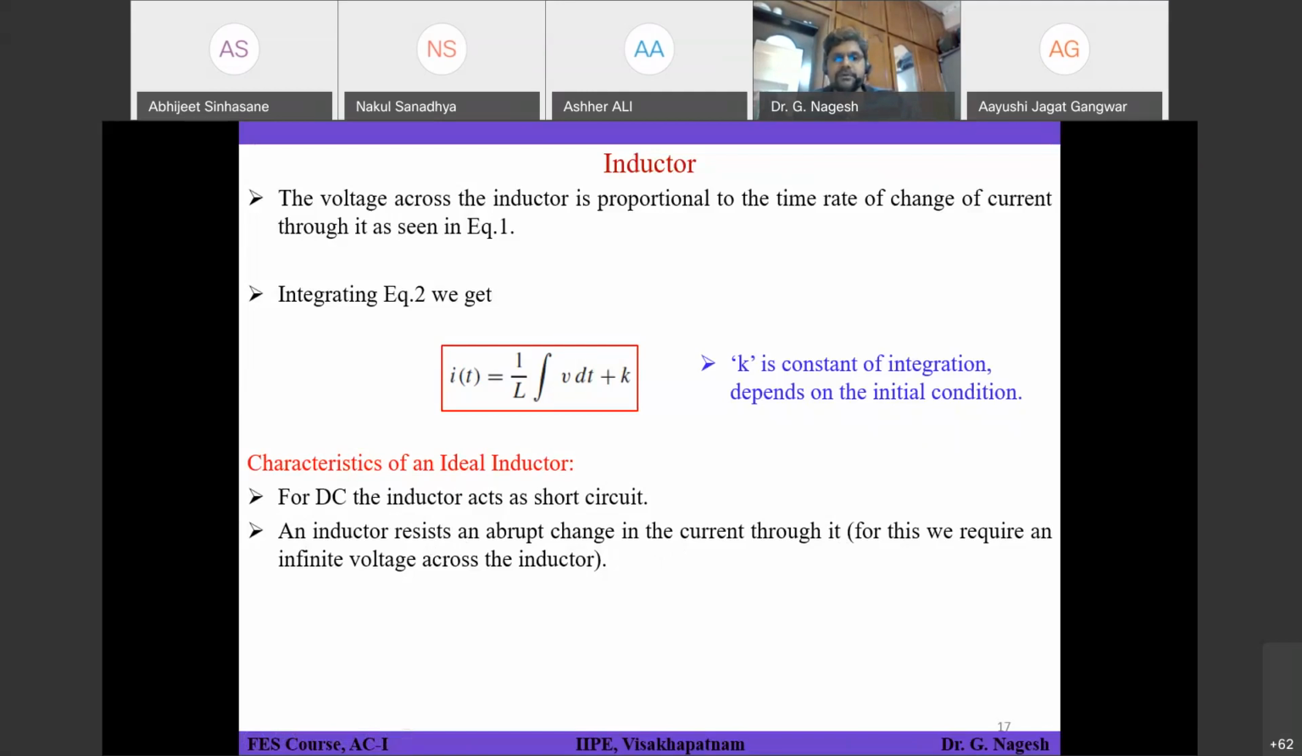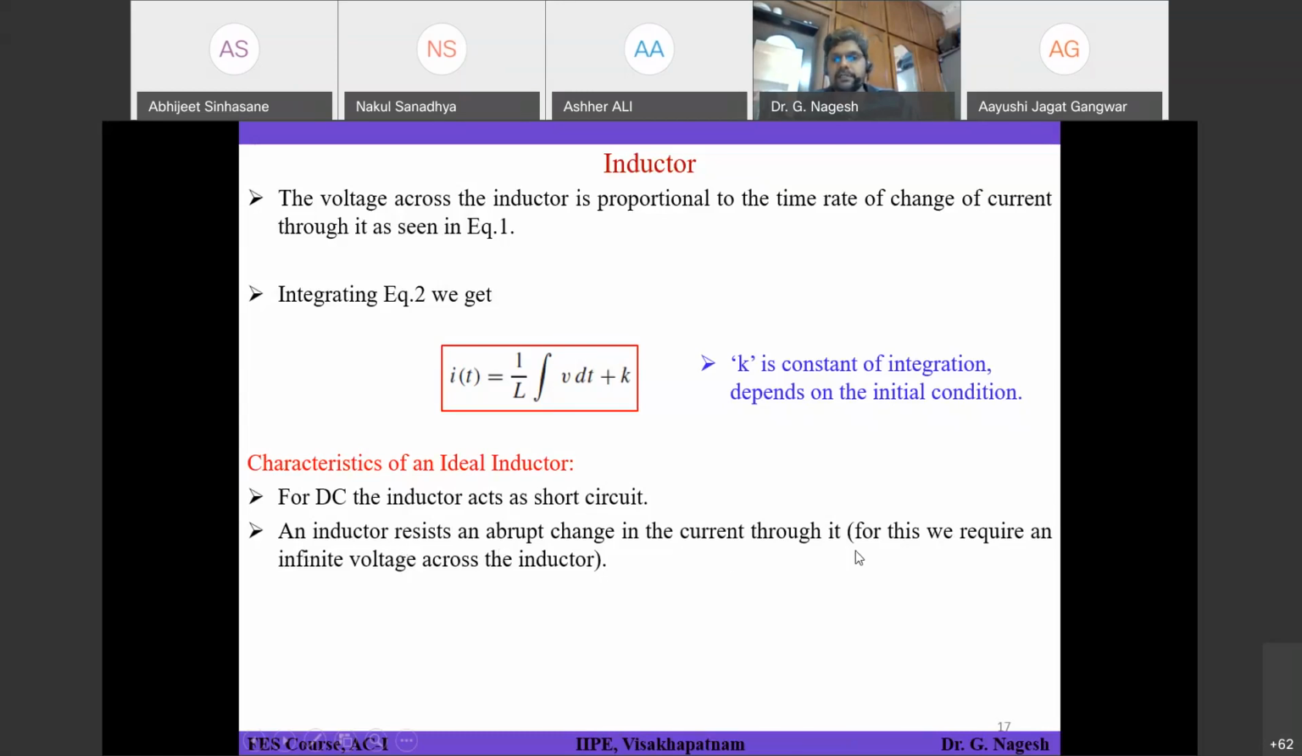The reason is the same. If you want to do that, you require an infinite amount of voltage. V is equal to L into di by dt. If you want to change the current to a large value in a short span of time, you require a very large voltage. That is not possible in real systems. So what happens? An inductor resists an abrupt change in current through it.